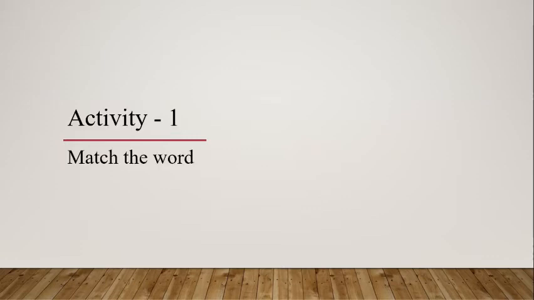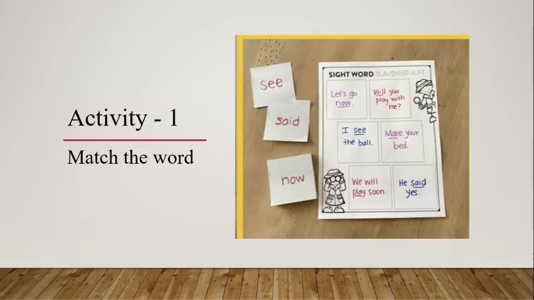Now I'm going to show you some fun and easy ways to practice sight words at home. Once your child is familiar with a few sight words, you can go ahead and do these activities with them. The first activity is called Match the Word. For this, you're going to use a sheet of paper like the one shown here with blank boxes on it. What you can do is write down one sight word in each of the boxes.